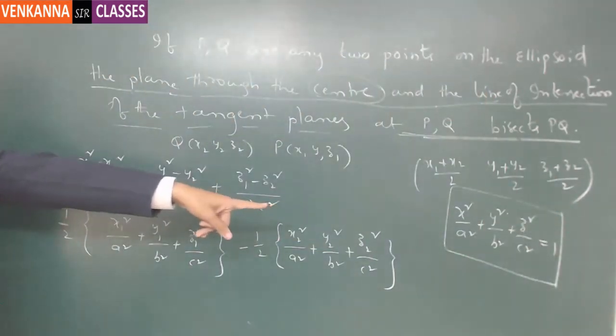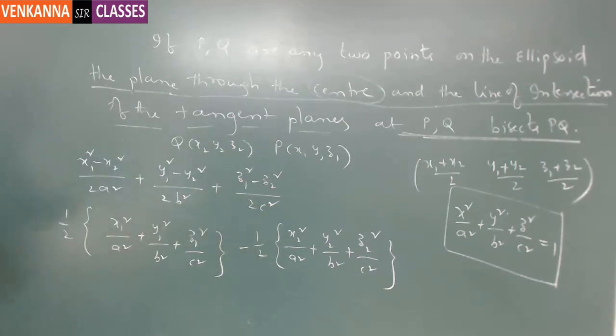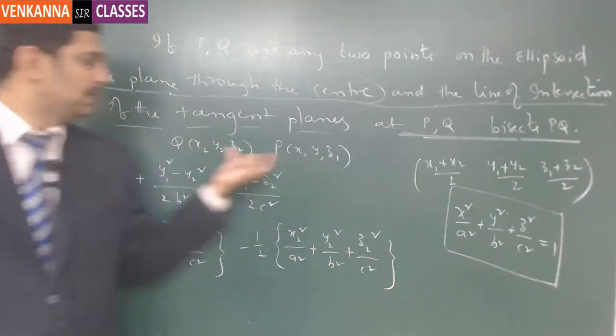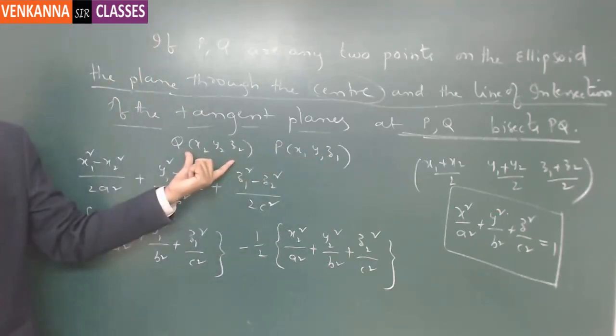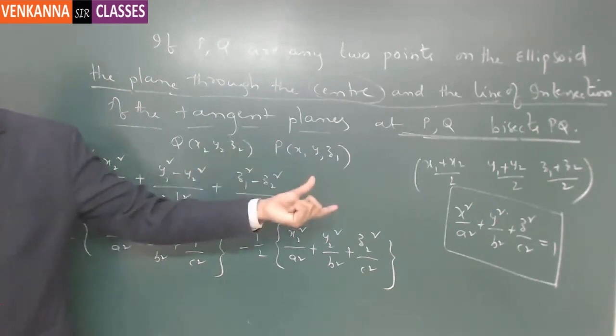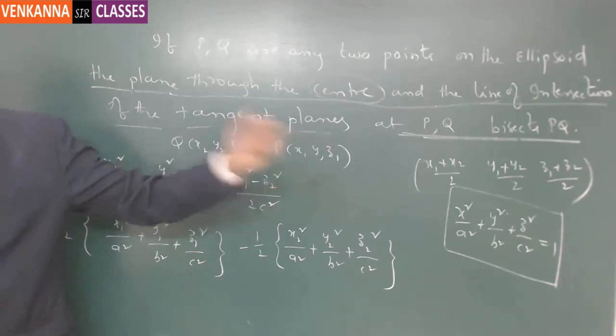That is the ellipsoid equation I have taken. And I have taken 2 points on it. One point is P, one point is Q. And these points are taken on the ellipsoid. It means that they will satisfy the ellipsoid equation.